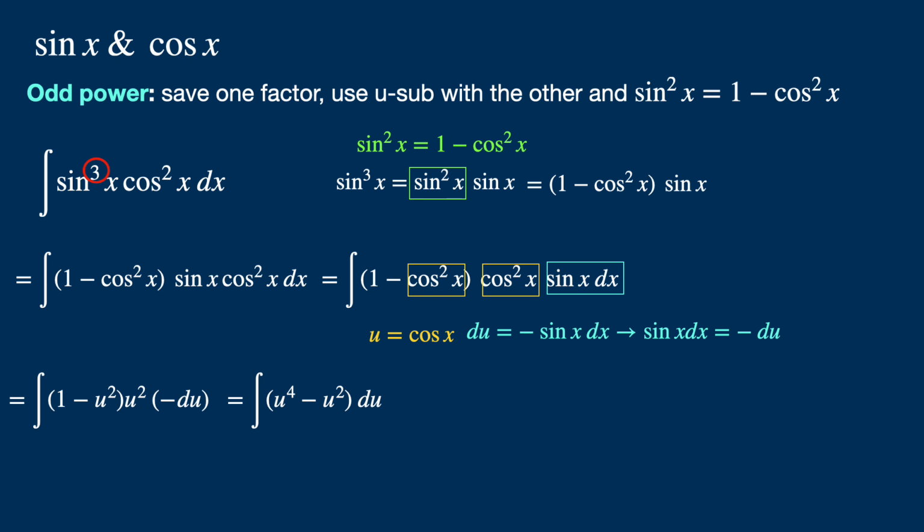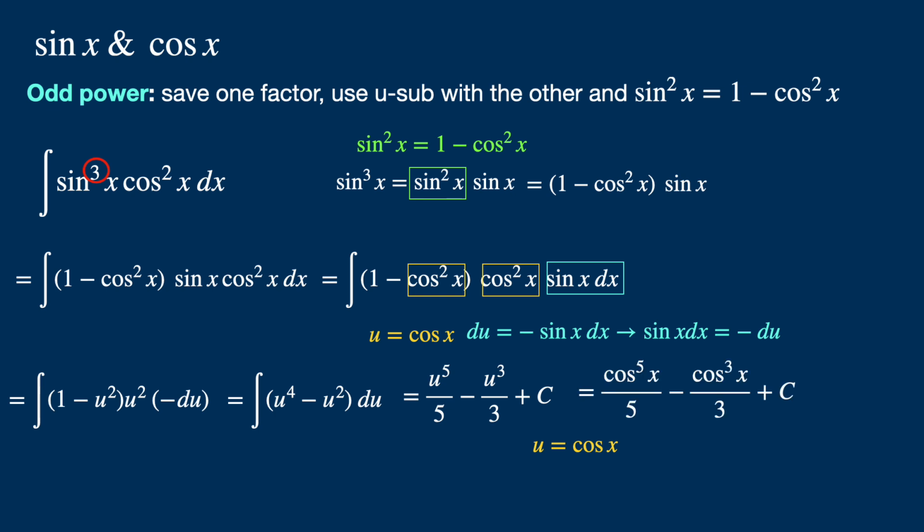Then we're going to find the antiderivative. That's going to be u to the fifth power over 5 minus u cubed over 3 plus c. Now you plug back in u equals cosine x. So you have the final answer: cosine fifth power x over 5 minus cosine cubed x over 3 plus c. When the power is odd, you can use the Pythagorean identity.